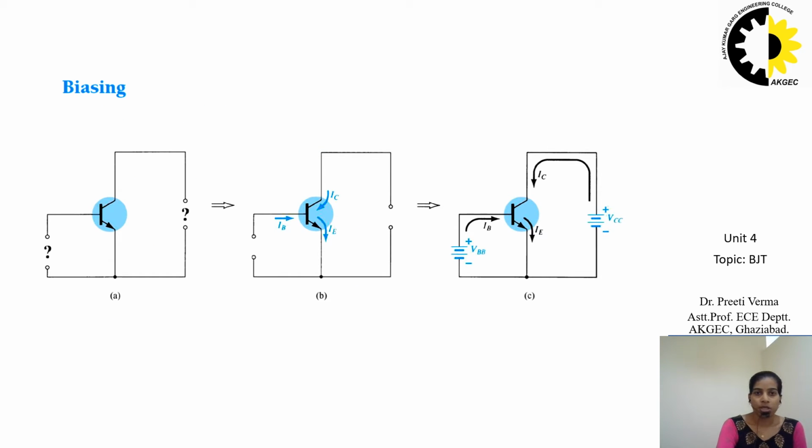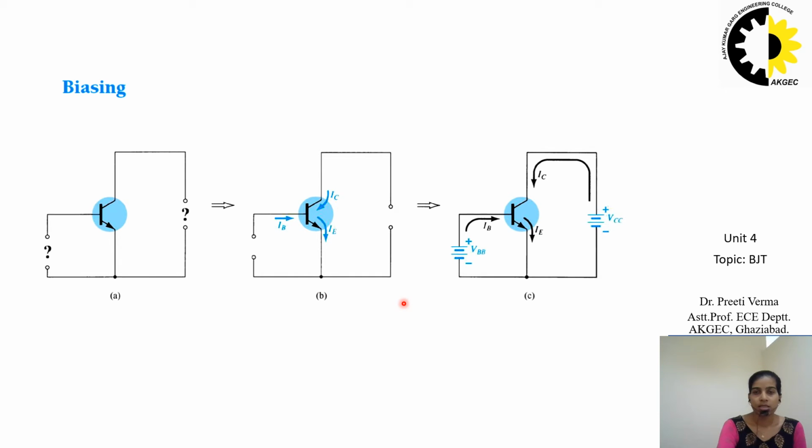Biasing of common emitter configuration. This is a common emitter configuration. This terminal is base, this is collector, and this is emitter. Now there are two question marks placed to show how we can bias a common emitter configuration for its proper working. So diagram B is representing the direction of flow of current. I have made here the current IE outwards, and currents IC and IB flowing inwards into the terminals.